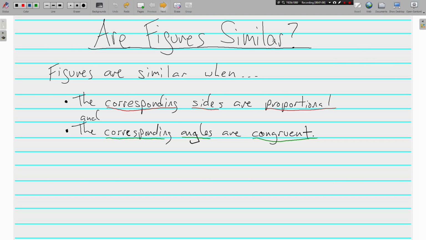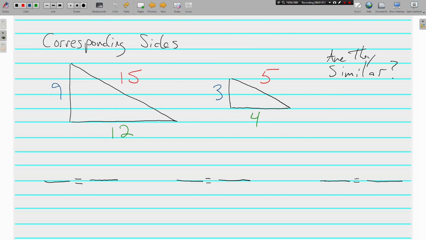First, let's talk about corresponding sides. We're being asked if the two triangles are similar. Are they similar? We've got two triangles, a bigger one and a smaller one, but we want to know if they are similar. They're similar if they have the same shape, proportionally. Here you can see I've got the 9 and the 3 written in blue.